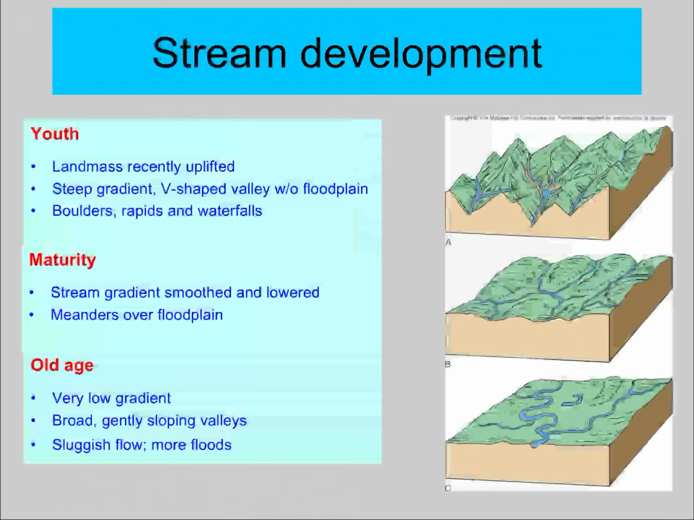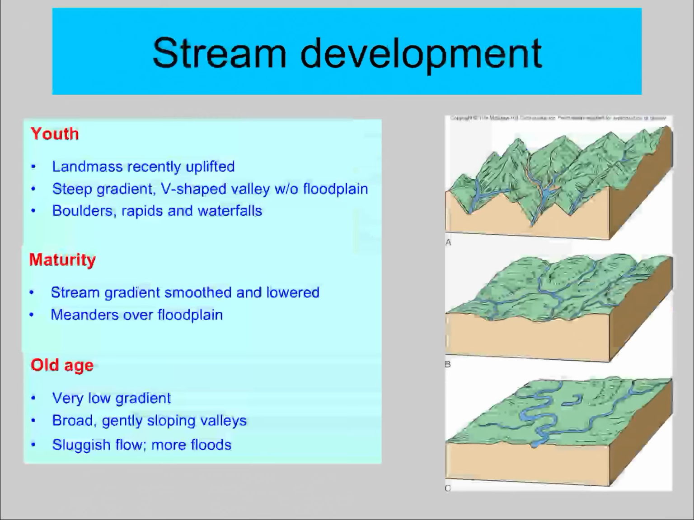When we have what we call a youthful stream, the landmass is recently uplifted, there's a steep gradient, the valleys are a V shape with no floodplain, and there are lots of boulders, rapids, and waterfalls. Over time, the stream gradient is going to be smooth and lowered down, so we lose those sharp, distinct mountain features. The V-shaped valleys become more like U-shapes. There are meanders over the floodplain, so a little bit bigger, not as fast-flowing rivers, more slow-moving.